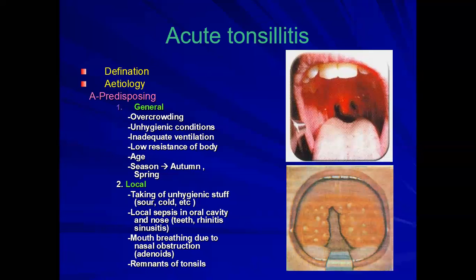Children are mostly affected, because it is especially a disease of school-going children. If they have a problem with adenoids, they breathe through the mouth all the time, so they are also affected by acute tonsillitis. And then there is the local factor of a remnant of tonsils.